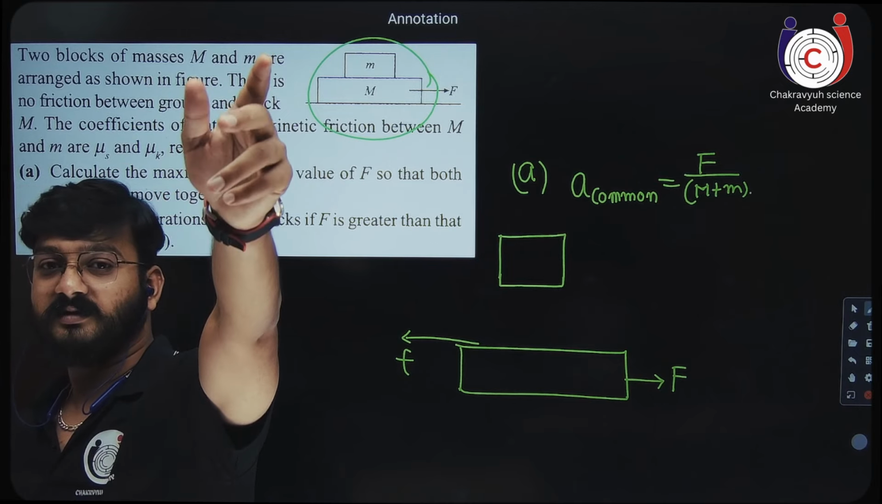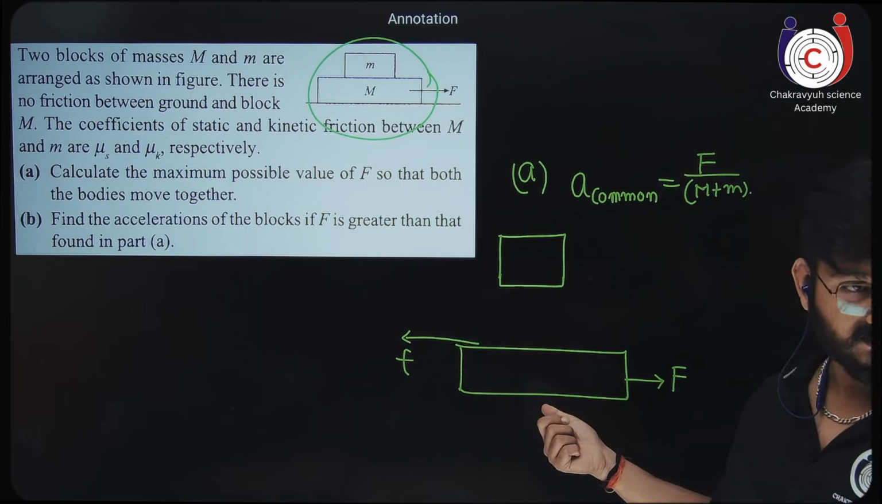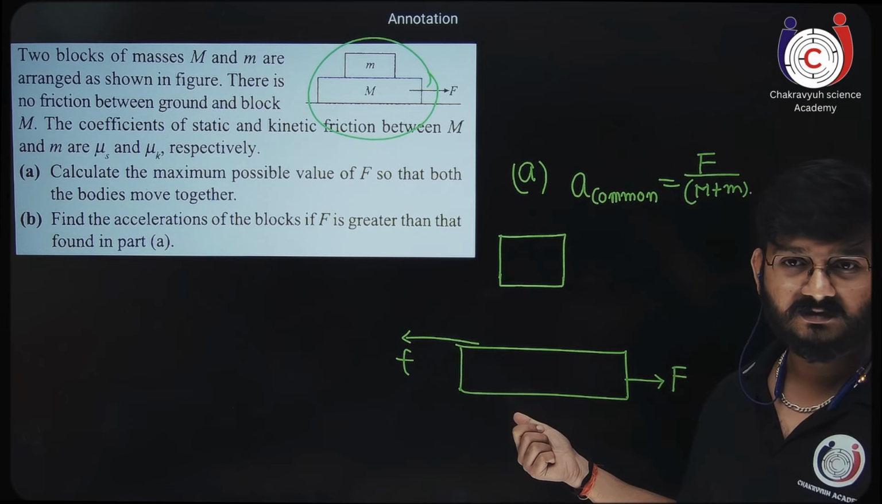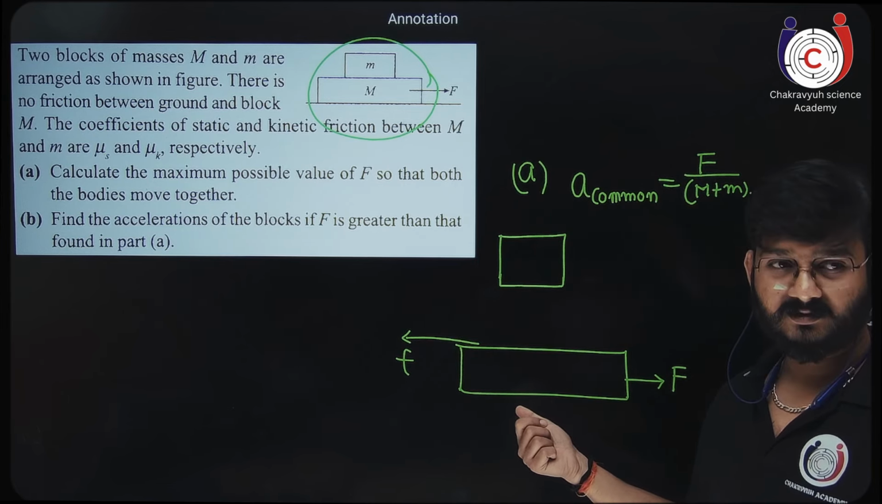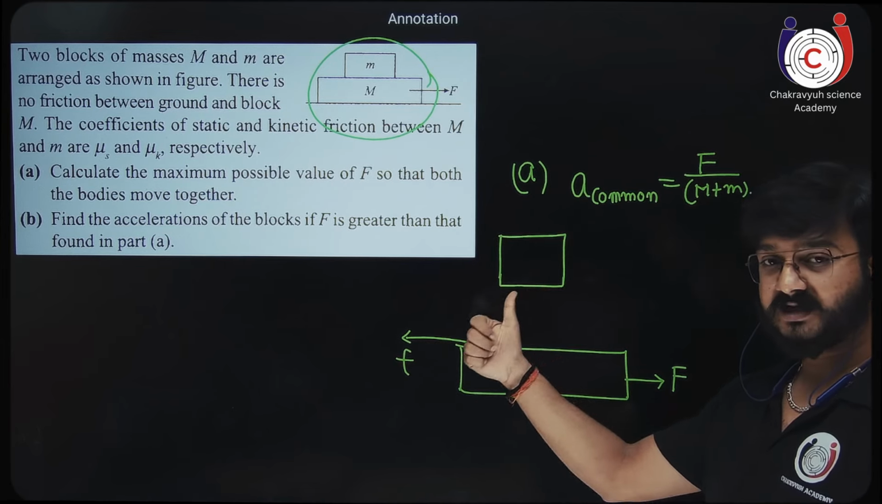No, you have to. This is resting on this, no? This is resting on... oh, this. So to balance the object, you need to have friction in the opposite direction. Otherwise, it will slip off. So this friction will be on this object in which direction?